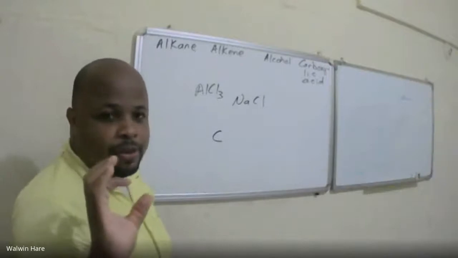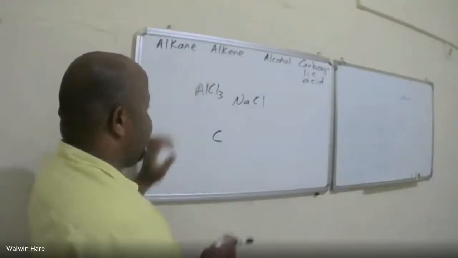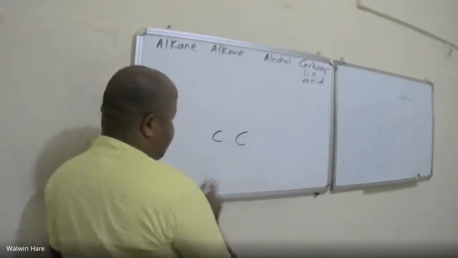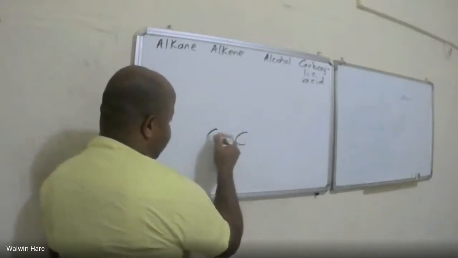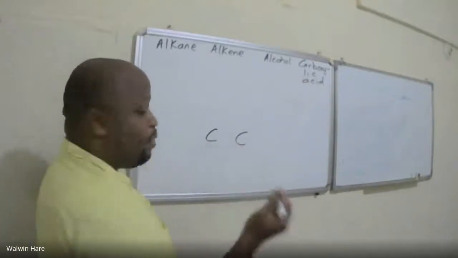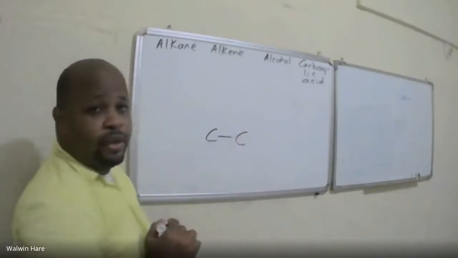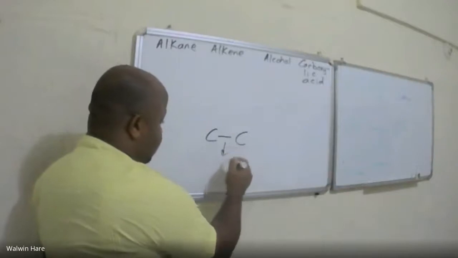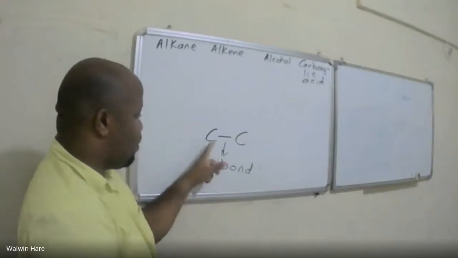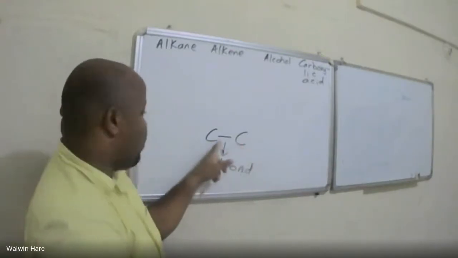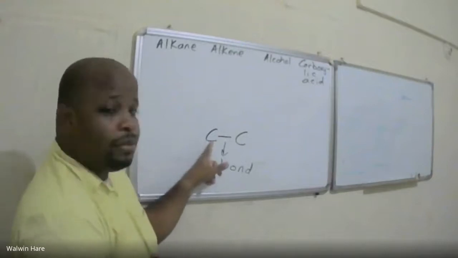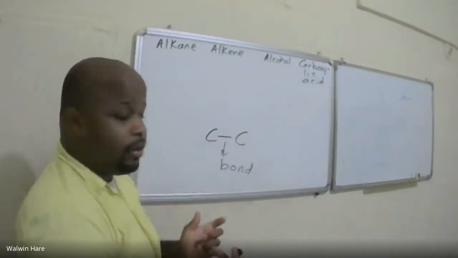But before we look at the three types of formula, I'm going to show you how to identify each group. The carbon atoms in any compound are connected to each other, right? To show that a carbon atom is connected to the next one, you draw a horizontal line. This line represents a bond. So in organic chemistry, to show that this carbon is bonded to the next one, we place a horizontal line in between the two of them. That means this carbon atom is bonded to this one, all right?